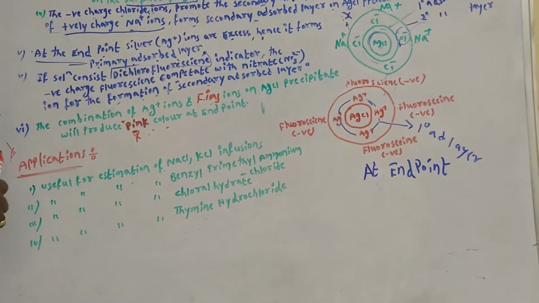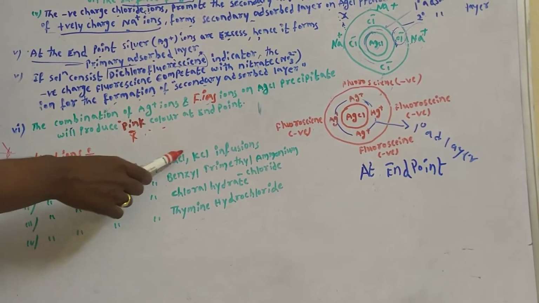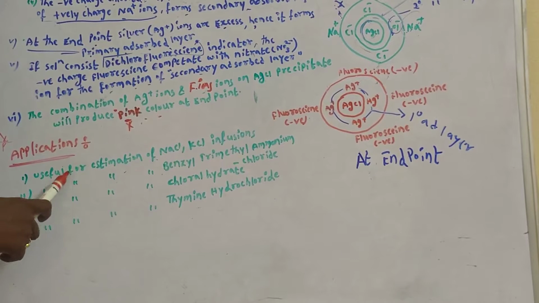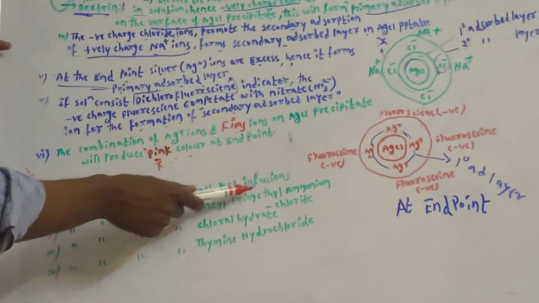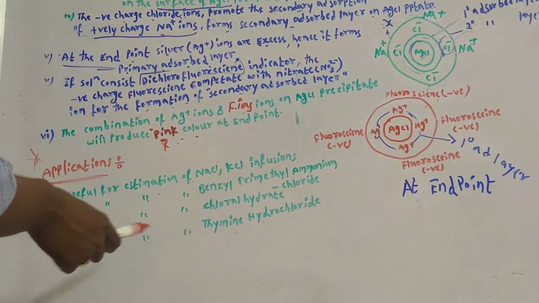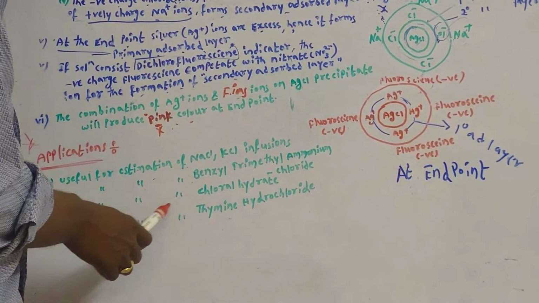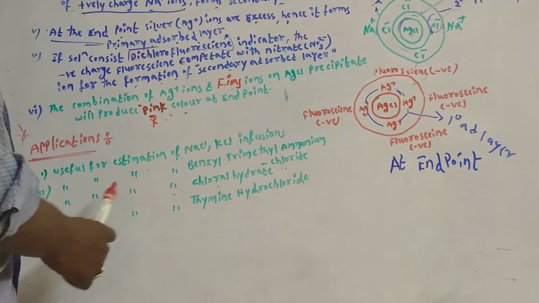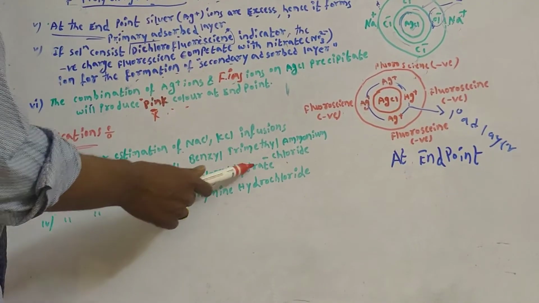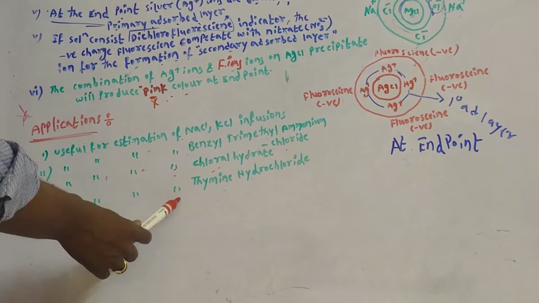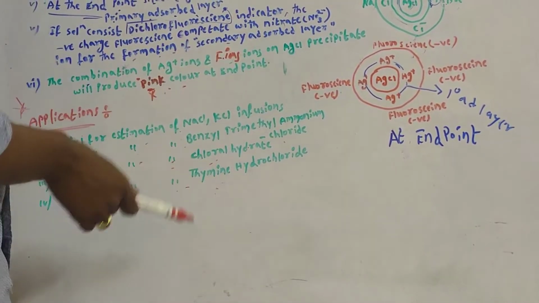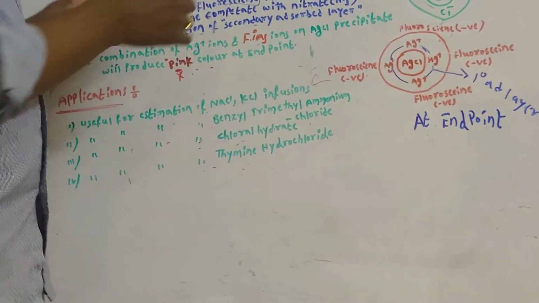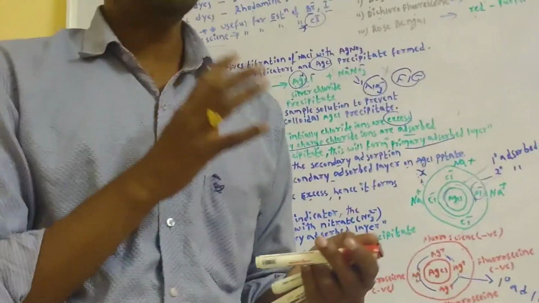Then what are the applications of Fajans method? It is useful for estimation of sodium chloride and potassium chloride infusions. The second application is estimation of benzyl trimethyl ammonium chloride. The third application is estimation of chloral hydrate. The fourth application is estimation of thiamine hydrochloride. By using Fajans method, we can estimate all these compounds. This is the overview of Fajans method.